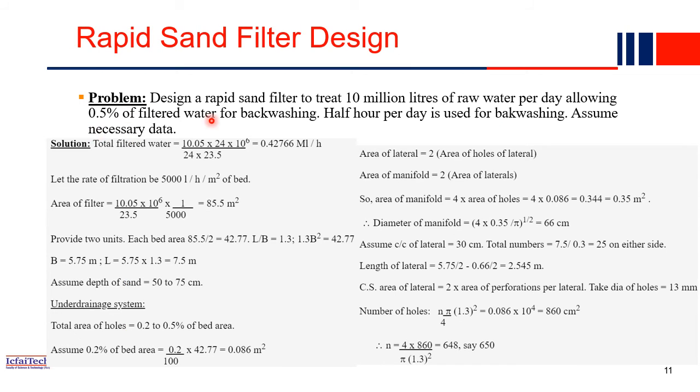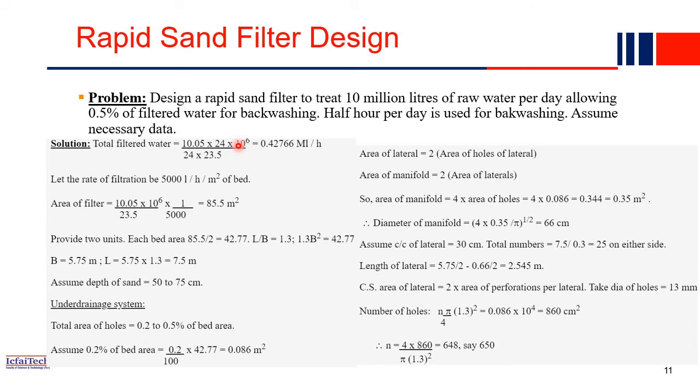You have to design a rapid sand filter to treat 10 million liter of raw water per day. So one day you have to treat 10 million liter of water, allowing 0.5% filtered water for the backwashing. As I mentioned, every day you have to backwash it, so every day half an hour is reserved for the backwashing, and 0.5% filtered water is used for the backwashing. So assume the necessary data. Any data you can assume, and you have to design it.